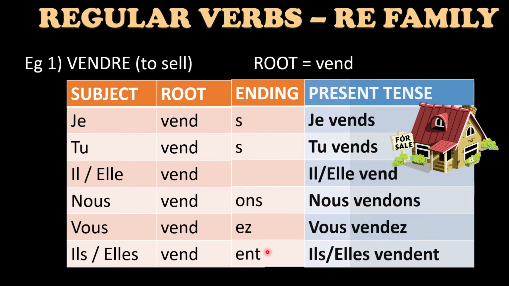Let me remind you that when we're talking about the present tense, we are talking about the simple present and the continuous present. So je vends, tu vends, il vend, elle vend. See, for il and elle, vend itself becomes the verb because there is no ending to be added. Nous vendons, vous vendez, ils vendent, elles vendent. So je vends is I sell, and it is also I am selling. If you say je vends ma maison, it is I sell my house, and also I am selling my house. Similarly the others, simple as well as continuous present tense.